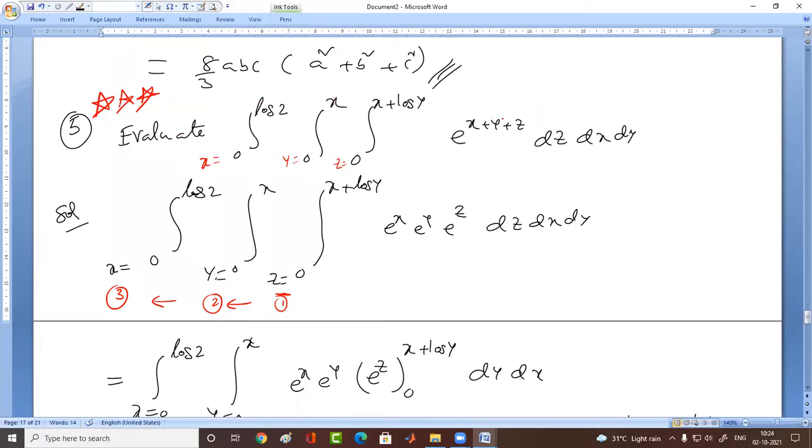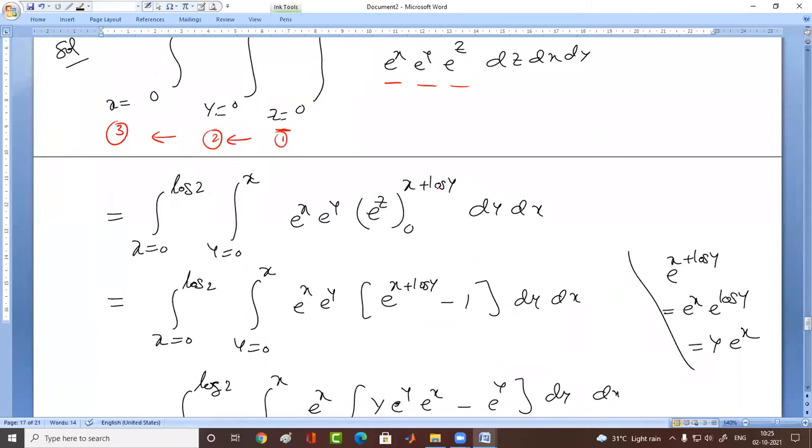Now e power x plus y plus z can be written as e power x into e power y into e power z. Okay, fine. e power z integral value is e power z. Lower limit is 0, upper limit is x plus log y. Remaining two things are same. If you substitute the upper limit in place of z, e power x plus log y is e power x and e power log y. e and log are opposite functions, so you will get y into e power x.